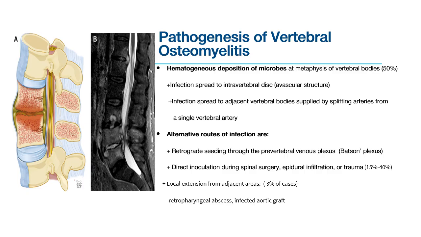In hematogenous vertebral osteomyelitis, there is deposition of microbes in the metaphysis of the vertebral bodies during a bacteremia. The infection then spreads to the intervertebral disc, which is an avascular structure. Then the infection spreads to the adjacent vertebral bodies supplied by splitting arteries from a single vertebral artery. Also, venous drainage via Batson's plexus is felt by some experts to contribute to spondylodiscitis metastasizing from a urinary tract focus.